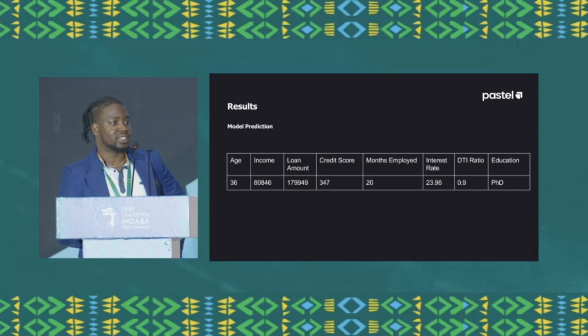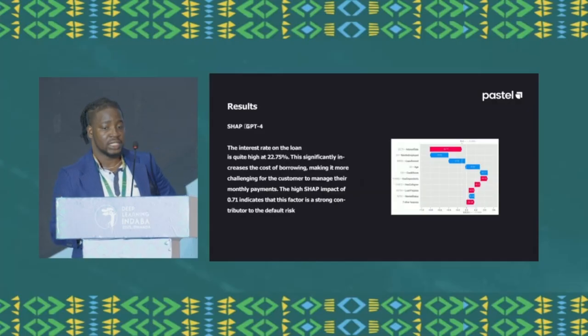So this is what our dataset looks like. You have age, income, loan amount, credit score, months employed, interest rate, DTI, and education. So this is what a result would look like.